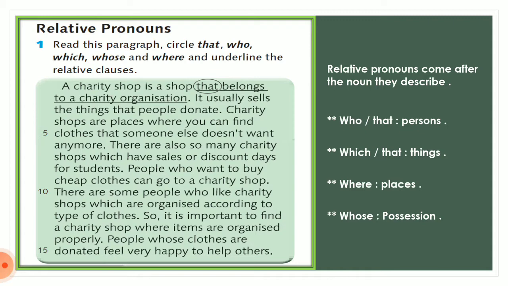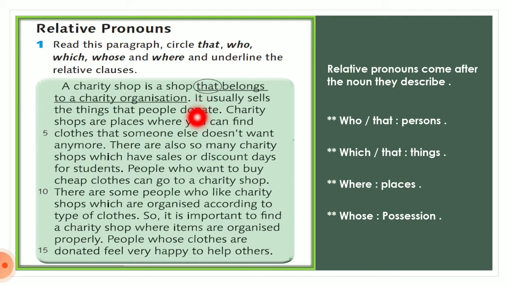Again, grade 9, we want to circle the relative pronoun and underline the relative clause. Let's start. A charity shop is a shop that belongs to a charity organization. Here we want to give more information about the shop. I want to describe this shop specifically, so we said it belongs to a charity organization. We used that because I was talking about the shop, meaning I'm describing a thing, and here I could have replaced it with which and it would also be correct.